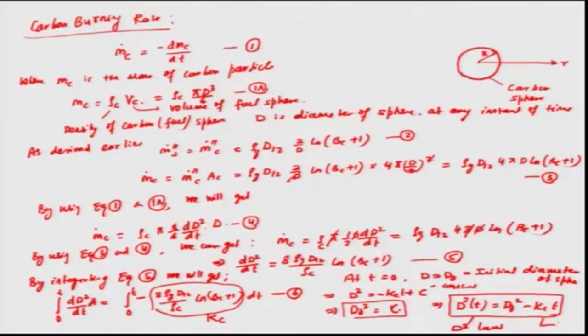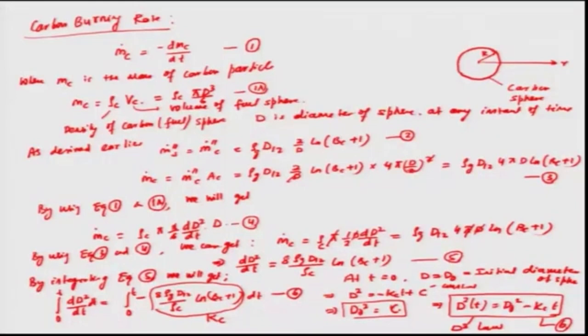So, keep in mind that this Kc basically involves a lot of constants and also the transfer number. So, we will stop over here, and in the next lecture, we will be looking at how this d square law can be used to evaluate the burning lifetime of the carbon sphere or any other solid fuel, and we will see various aspects next time.